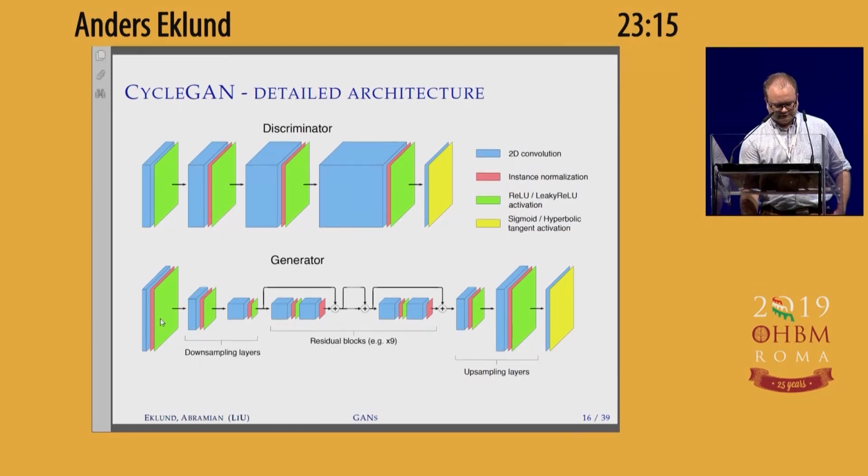So since we have to start from an image, we first have some convolutional layers where we downsample the image. Then we have a number of residual blocks. And then to generate a new image, we need to upsample the result that we get in the middle, so to say.